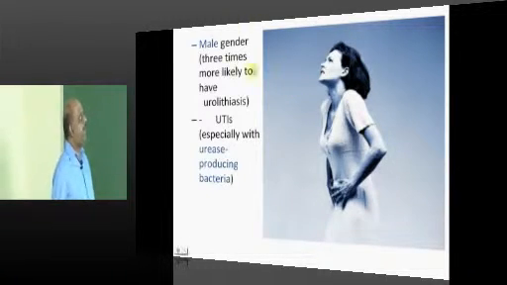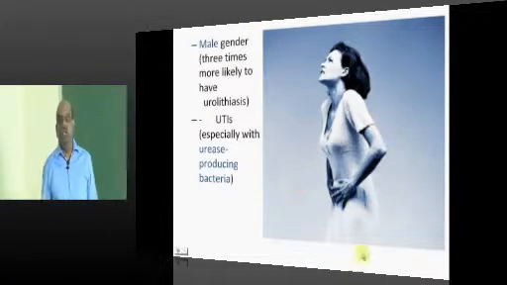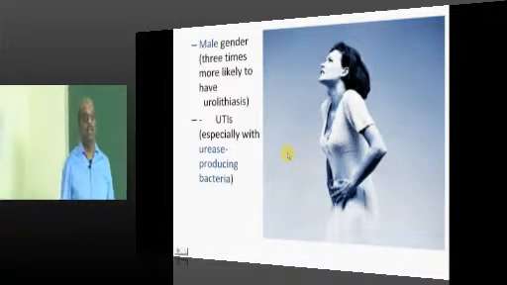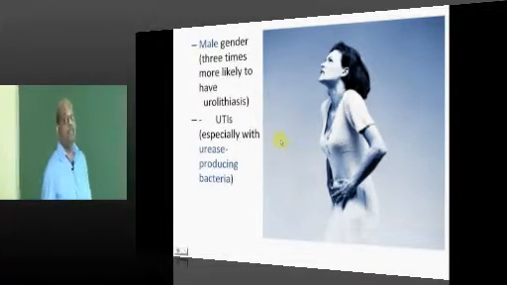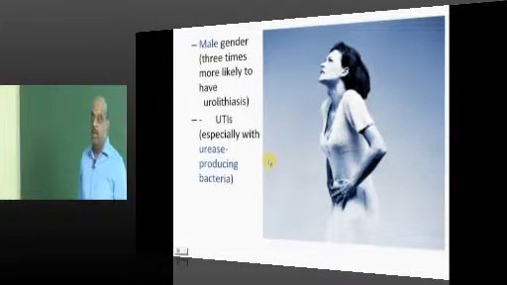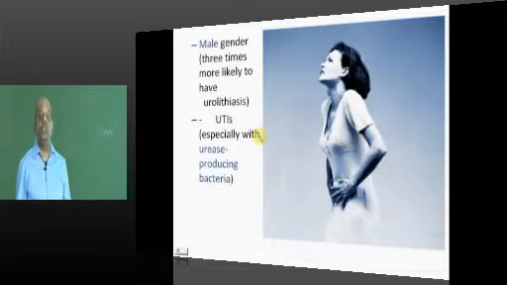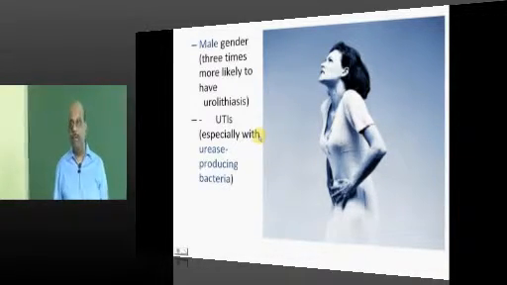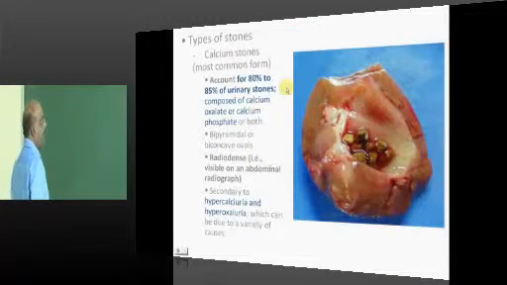Similarly, males have a greater tendency. Urinary tract infection, especially with urease-producing bacteria. Which bacteria are known to produce urease, doctor? Proteus mirabilis will lead to development of struvite stones which contain ammonium. Ammonium predominantly is what needs to be remembered.